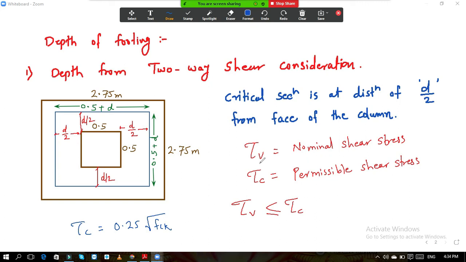Okay, so these are the things we have seen today. The next part we will cover in the next lecture. So for today, you do one thing. Once again, go through all the steps which we have done in today's lecture, so that in the next lecture it will be easier for you to understand how the two-way shear depth is calculated from two-way shear consideration, and how to calculate the depth from one-way shear consideration. Okay. So today we will stop over here.